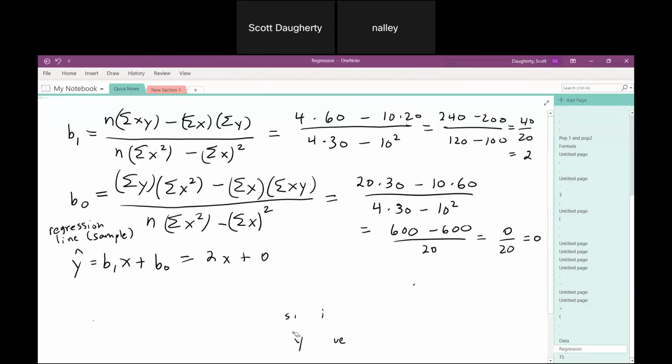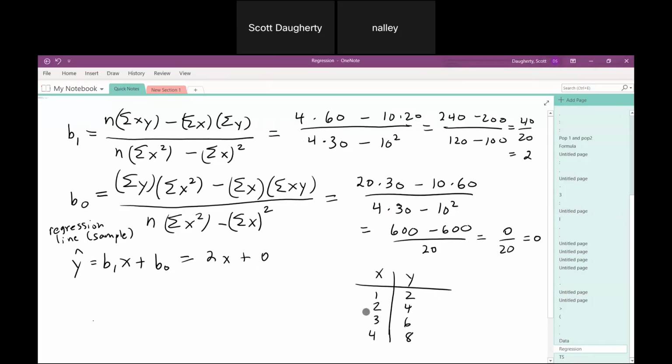And so this is the line that best describes the sample data that we got. This was the original sample data that we had, right? It was this. I think it's pretty clear that it should be 2x, right?